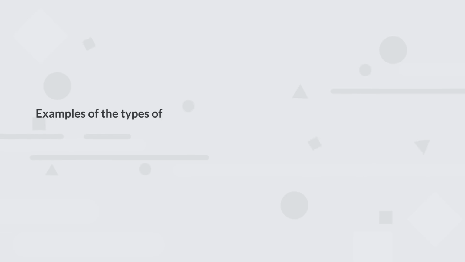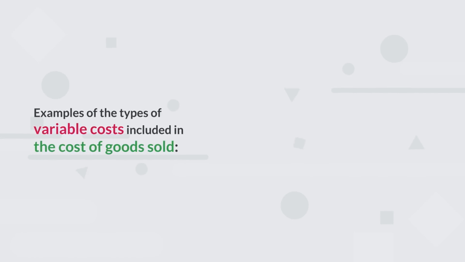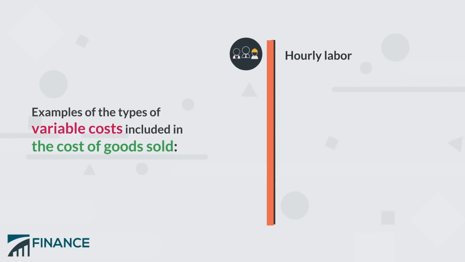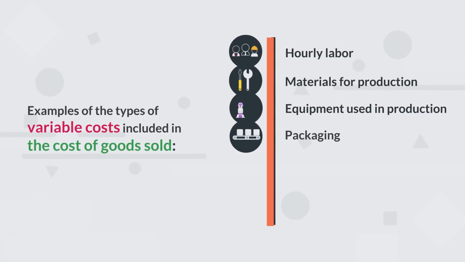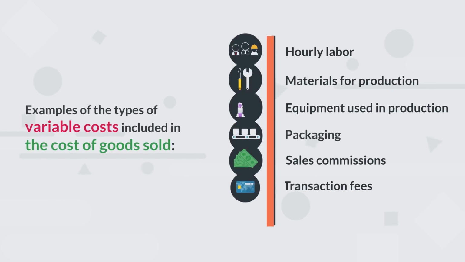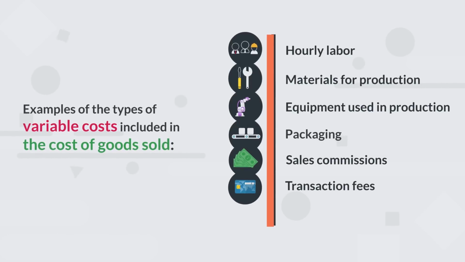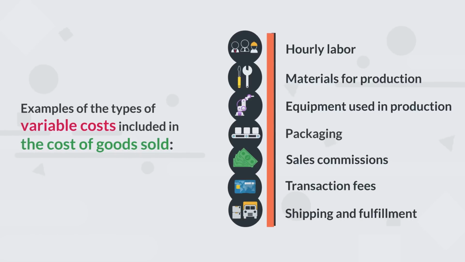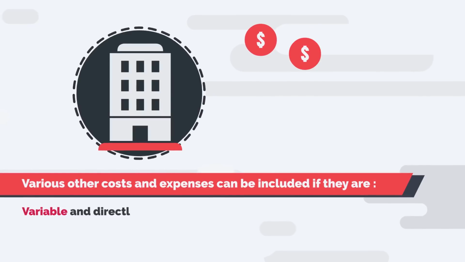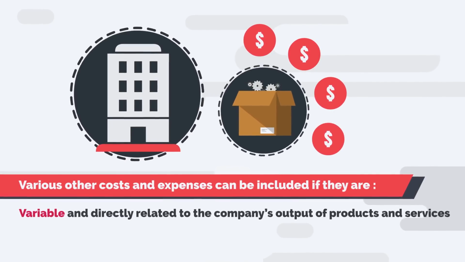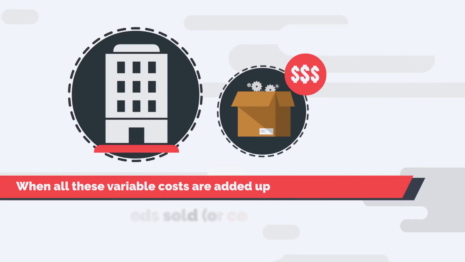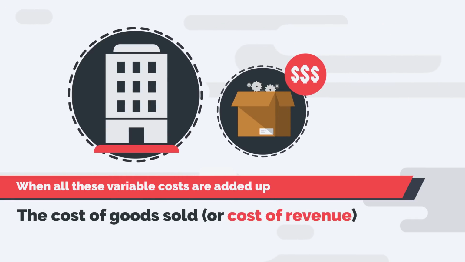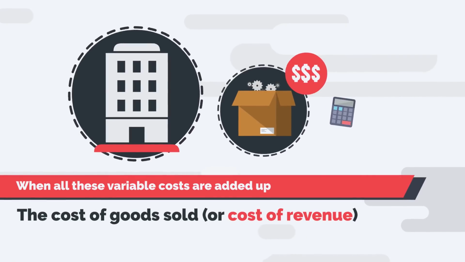Here are some examples of the types of variable costs included in the cost of goods sold: hourly labor, materials for production, equipment used in production, packaging, sales commissions, transaction fees on customer payments, including credit card fees, shipping and fulfillment. Various other costs and expenses can be included if they are variable and directly related to the company's output of products and services. When all these variable costs are added up, the total amount is the cost of goods sold, or cost of revenue, which is used to calculate gross profit.